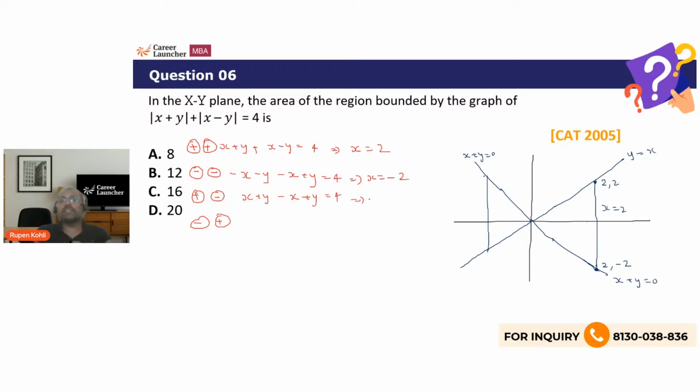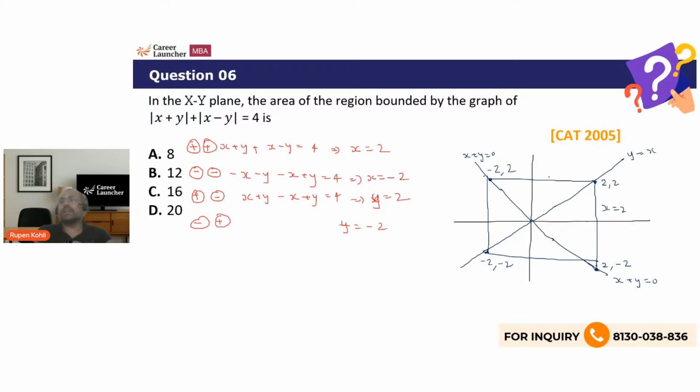So 2y is 4, so y is 2. And likewise, here you get y is minus 2. Hence, you complete the figure and you get a very nice, simple square passing with its vertices at (2, 2), (2, -2). And likewise, this is (-2, -2), and this is (-2, 2). So obviously it's a simple figure.